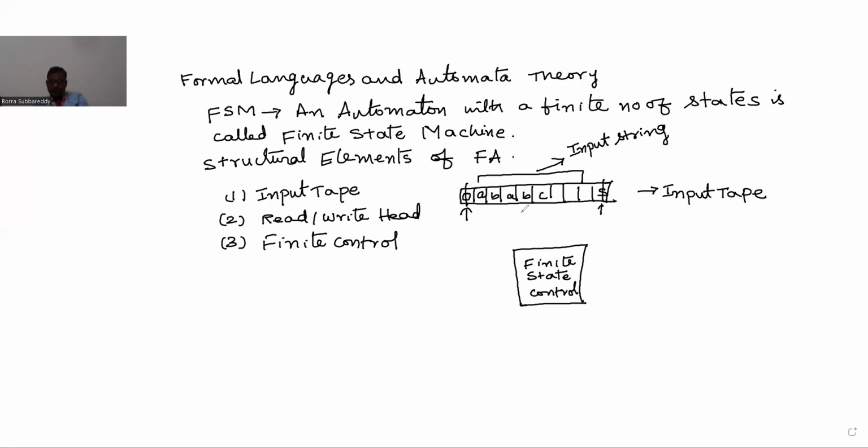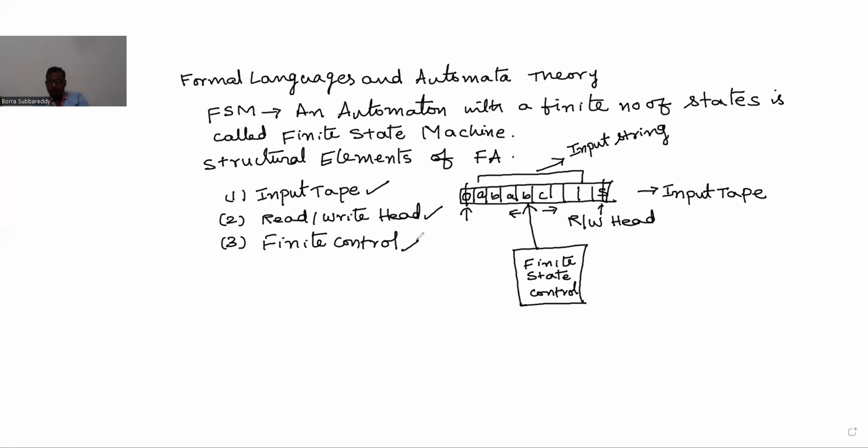Okay. Next, coming to the second component of finite state machine, that is the read write head. So what is the role of this read write head? Here the read write head is pointing to a single symbol. The read write head examines only one square at a time and can move either to the left or to the right direction, one position at a time. So we have explained the input tape and read write head.